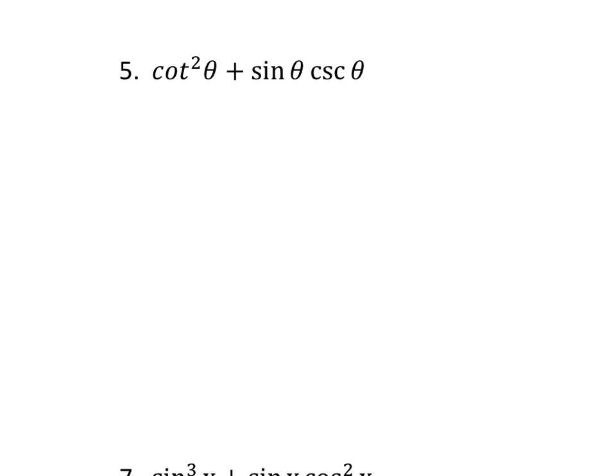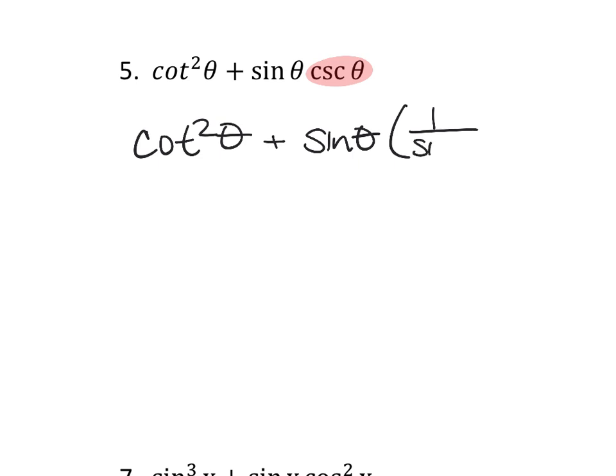So we kind of have a goal in mind, since we have that cotangent squared, that we need the second thing to turn into 1 so that we can use the Pythagorean identity. Is there a way you can change something in the second term here so that this becomes a 1? Cosecant, remember, is the reciprocal of sine, so we can use the reciprocal identity to change cosecant into 1 over sine of theta.